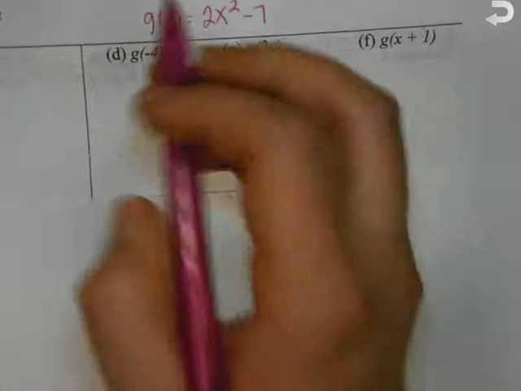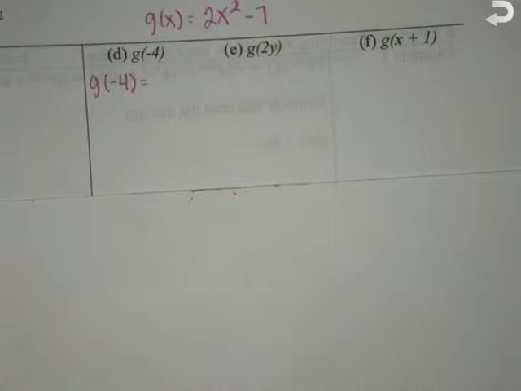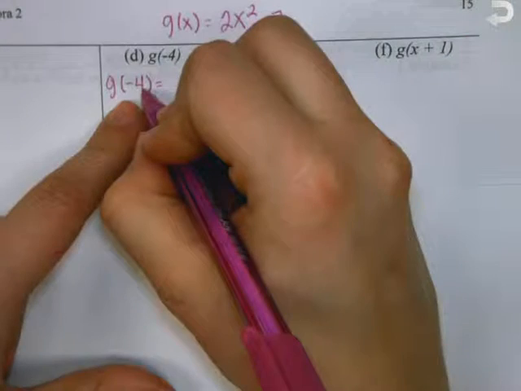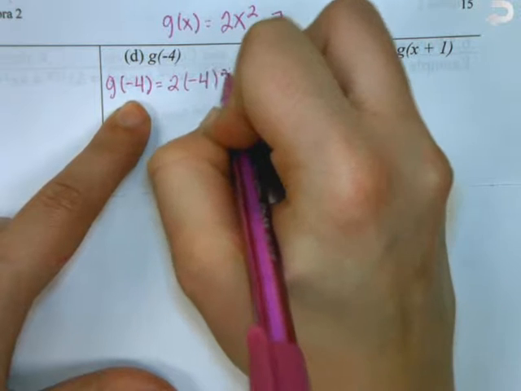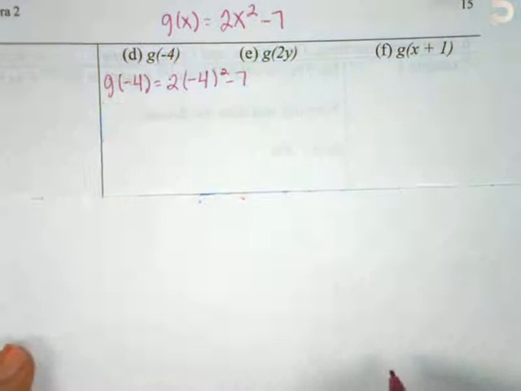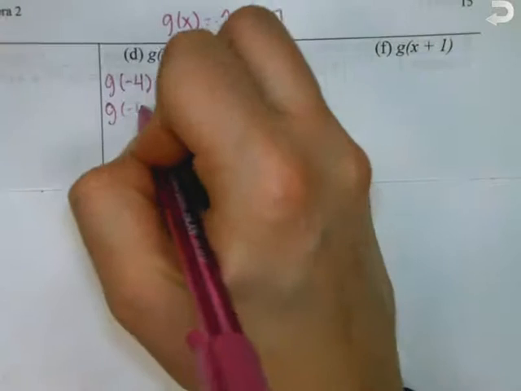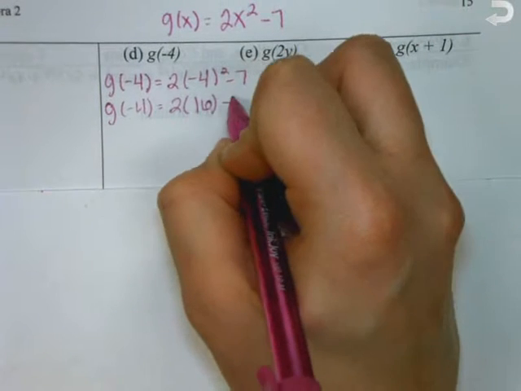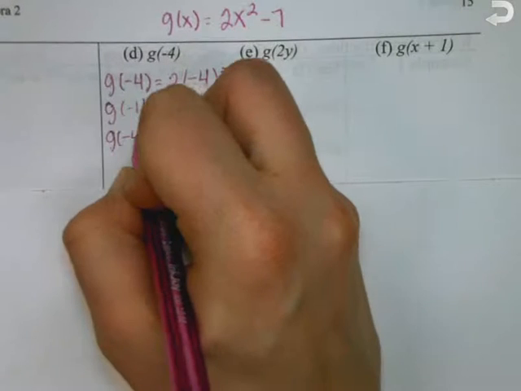Okay, so really quick, just for the sake of time, we're going to plug in negative 4 for x. So this is going to give me 2 times negative 4 squared minus 7. And we do have to follow order of operations. So that means I have to do the exponents first. So that gives me 2 times 16 minus 7. 2 times 16 gives me 32 minus 7. So my answer, g of negative 4, comes out to 25.